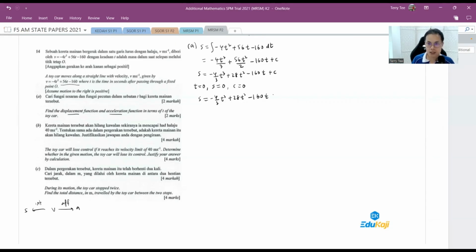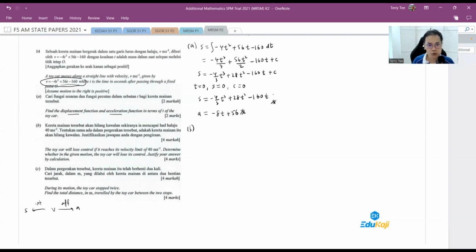Now, as for the acceleration function, we have to differentiate your velocity. The velocity function is quite easy to differentiate. Negative 4 times 2 is negative 8t. Differentiate 56t, you get 56. Differentiate 160, you get 0. Next, part B.